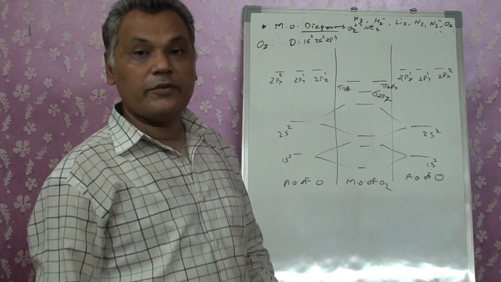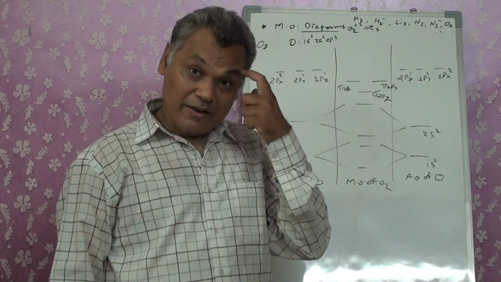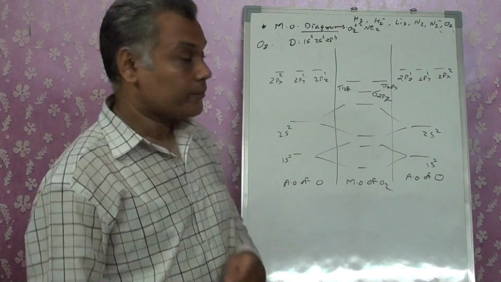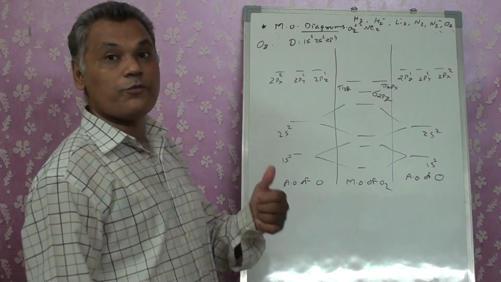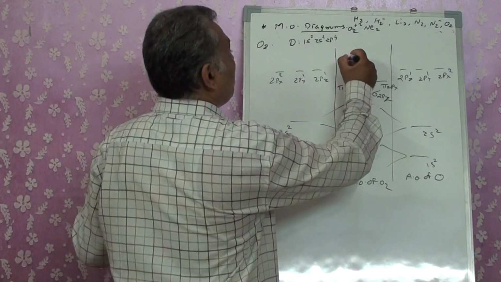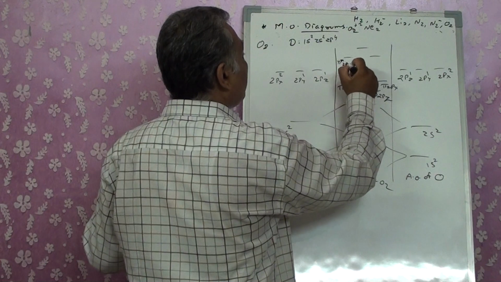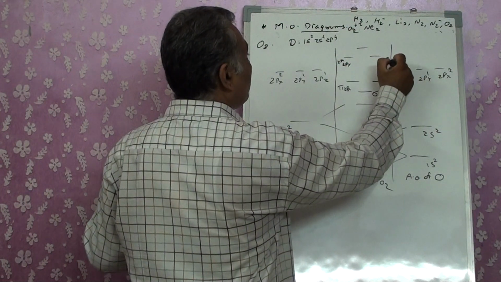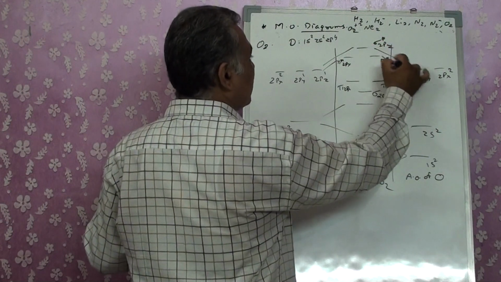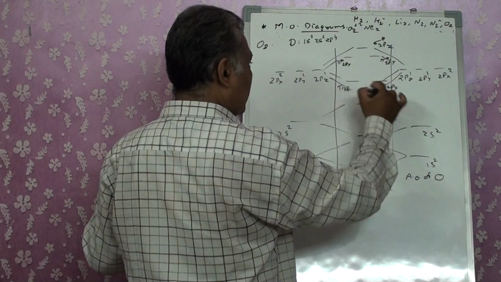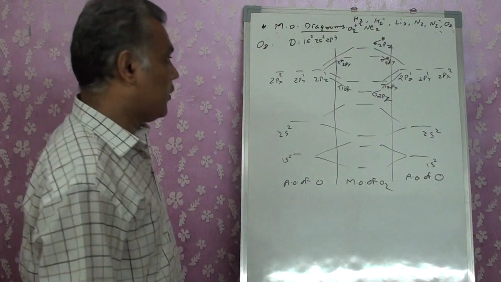In the previous example, up to P1, P2 or P3, pi was filled up first and then sigma. In this, sigma will be filled up first, then pi, when you get P4, P5 or P6. But the higher energy sequence remains the same: pi 2px, pi 2py, sigma 2pz. That won't change. Whatever change you are getting is over here only.